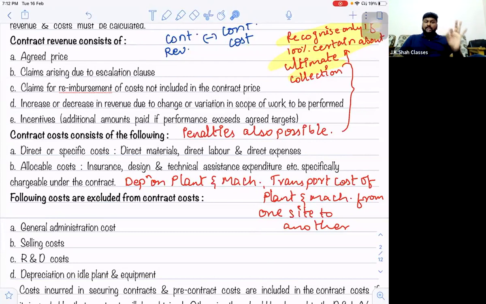And point number 4, depreciation on idle plant and machinery. Now, what do you mean by depreciation on idle plant and machinery? Sir, please understand, you have kept some machinery at your work site, but it is never used. You thought it will be used, but it is never used. But depreciation has to be charged on that asset. So if you are charging depreciation on such an asset which is kept idle, you please debit it to the P&L account. Don't record it as the contract cost. Right? You debit it to your normal P&L account, but don't debit it to your contract cost. It will not be treated as your contract cost.